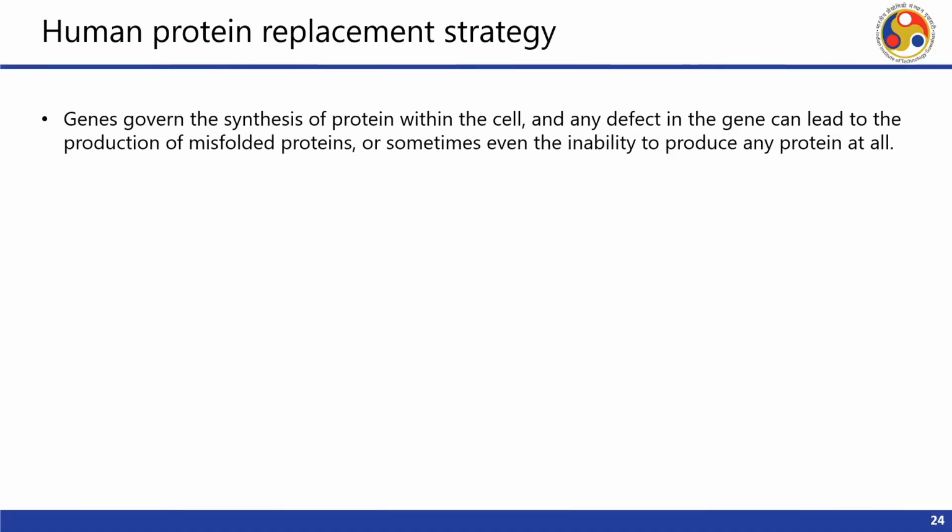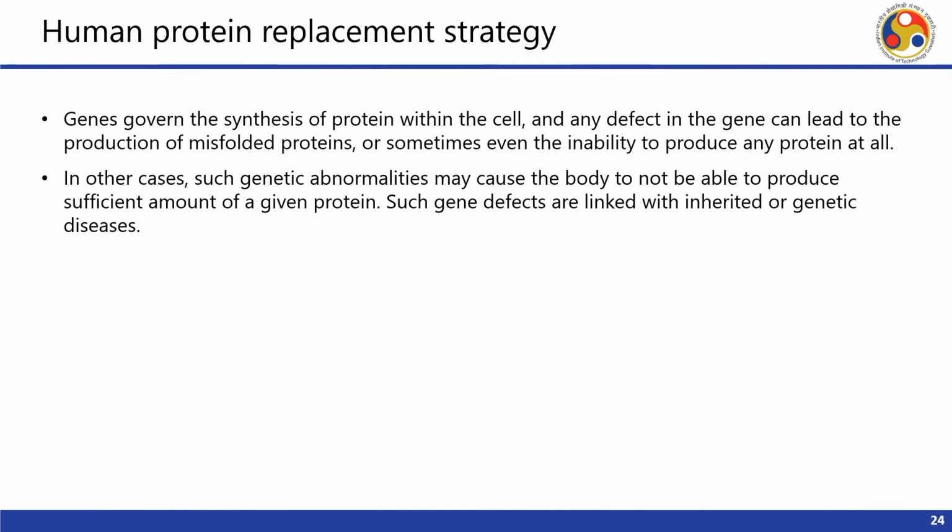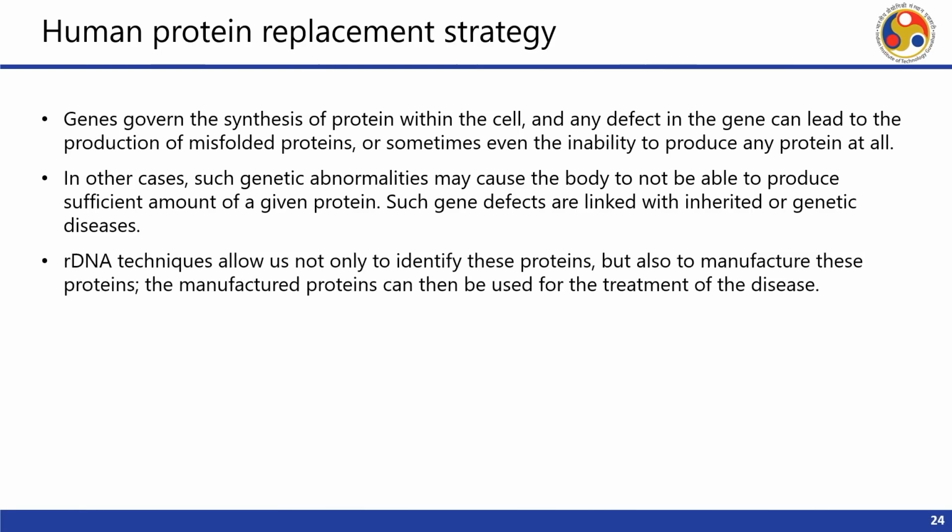Now, let us discuss human protein replacement strategy. Genes govern the synthesis of proteins within the cell, and any defect in the genes can lead to the production of misfolded proteins, or sometimes even the inability to produce any protein at all. In other cases, such genetic abnormalities may cause the body to not be able to produce sufficient amount of a given protein. Such gene defects are linked with inherited or genetic diseases.